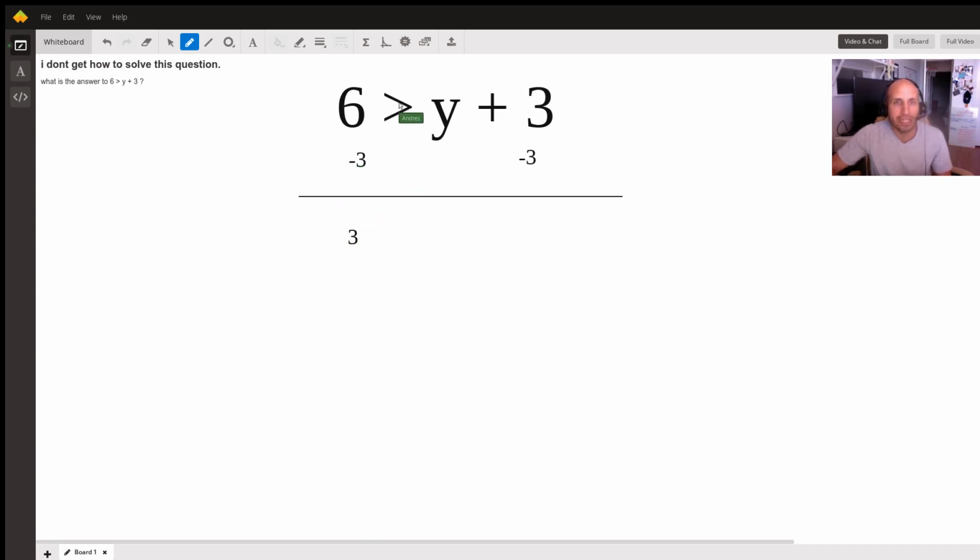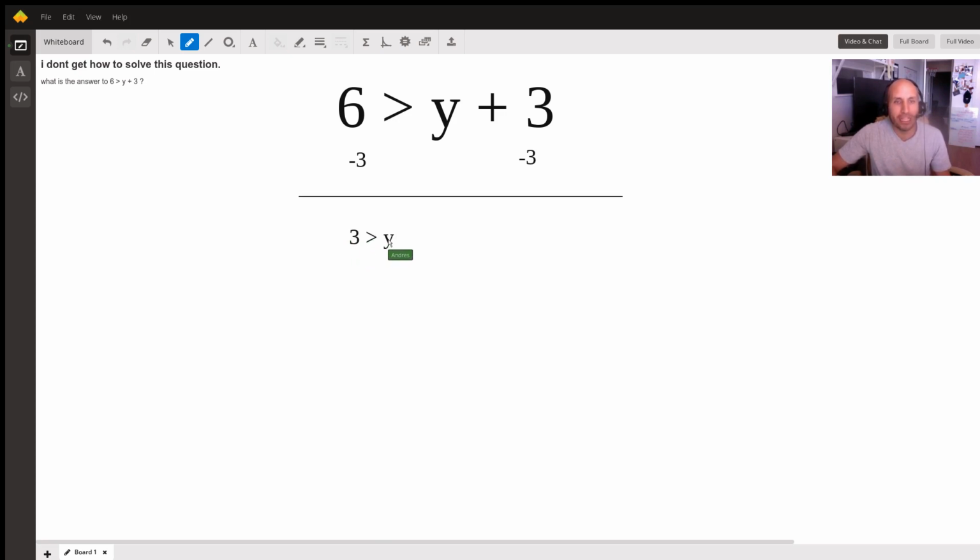Okay, and we keep the same equation sign. It's greater than, and then 3 minus 3 is 0. So then on the other side, the only thing I got to bring down is the y. And there's your answer. That unknown number has to be less than 3. What this is telling you is that 3 is greater than y.